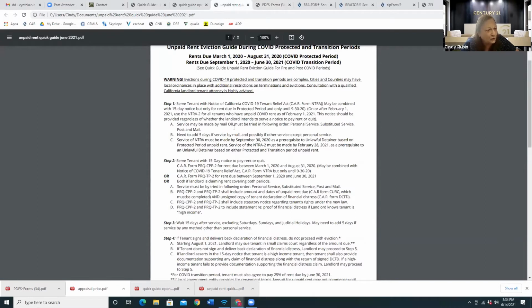Okay, so you use the form, I could have sworn I downloaded that, NTRA-2 for tenants who have unpaid rent as of February 1st, 2021. Okay, so that's before any COVID rules. So if you're evicting someone whose rent was due as of February 1st, 2021, the notice should be provided regardless of whether the landlord intends to serve a notice to pay rent or quit. So this is a notice everyone has to serve if you have rent due as of February 1st.